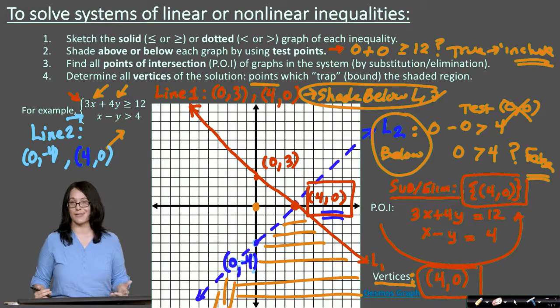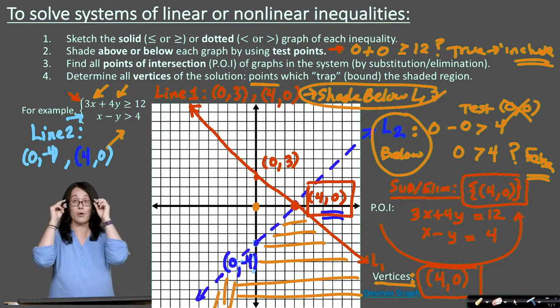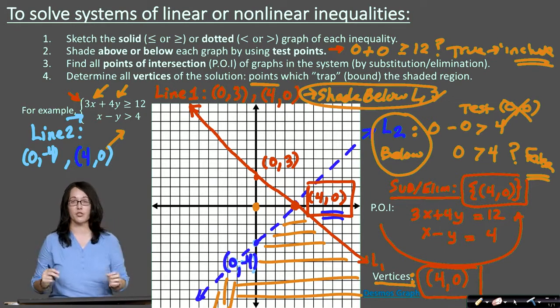Then we found our points of intersection by using substitution or elimination. Now sometimes you get lucky, like we did in this one, where they actually visually are shown on the graph, 4, 0. Otherwise, you'll need to use substitution or elimination. And finally, once you have your points of intersection, make sure you label correctly your vertices, which are those points of intersection which do in fact trap the shaded region. They will be very important going forward in operations research.